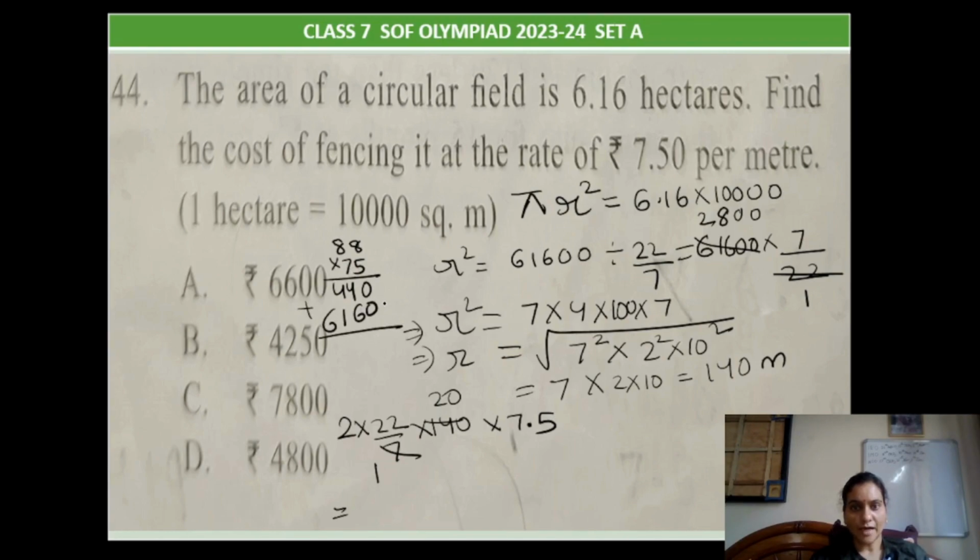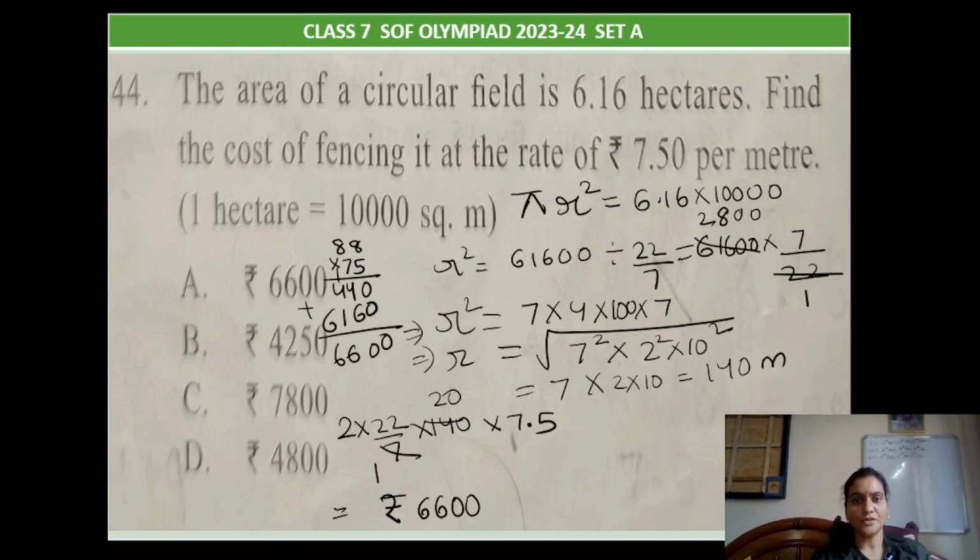So if we have to add up, it will be zeros here. 6 plus 4 is 10. 1 gets carried over. 6 6. So total cost of fencing is rupees 6,600. So option A is the correct answer for this question number 44. I hope I'm clear with this. If any doubt, please let me know in the comment section.